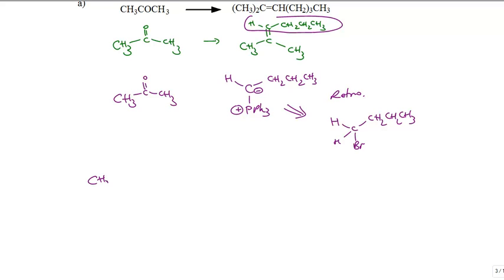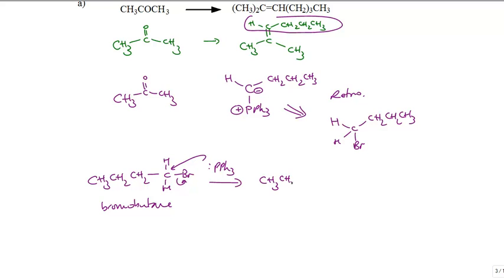So what we're looking at is actually bromobutane. Watch what's going to happen to the bromide and the hydrogen with phosphine. The first thing that's going to happen is, let me draw in the curly arrows. Okay, this acts as a nucleophile and kicks out your bromide.